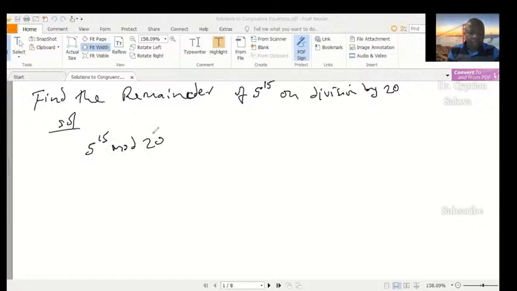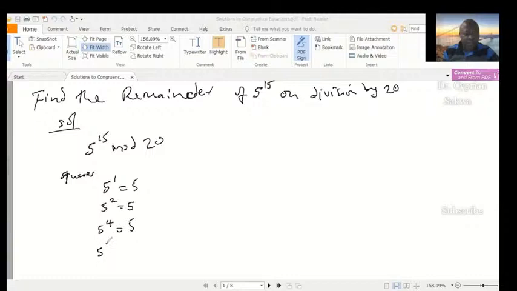And 20 is not prime, so Fermat's little theorem cannot be used. And again, the GCD of 5 and 20 is not 1, so Euler's theorem cannot be used. That means we use the method I've used above. We create the squares. 5 raised to 1 is just 5. 5 raised to 2 is 25 mod 20. The remainder is 5. 5 raised to 4 is 5.